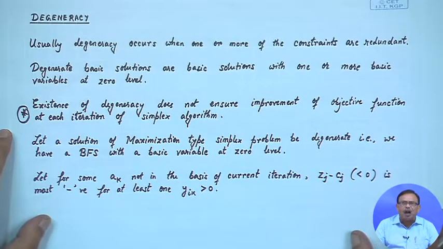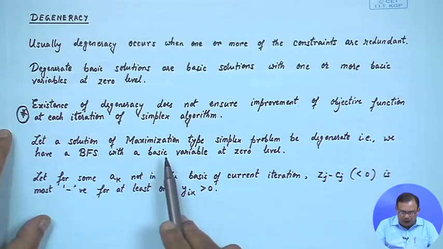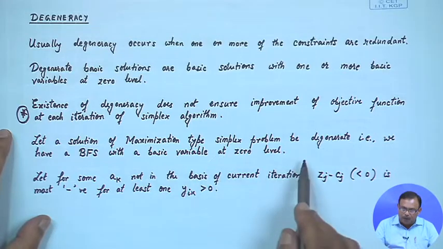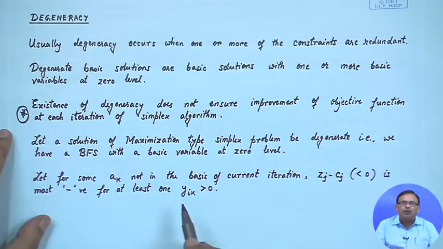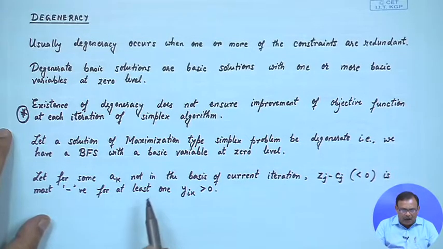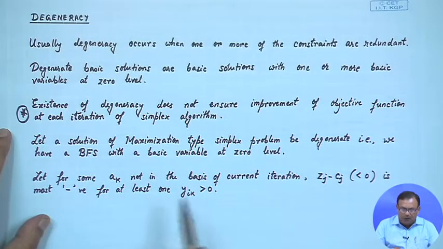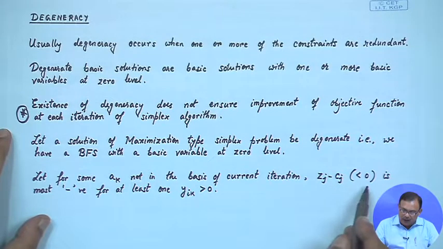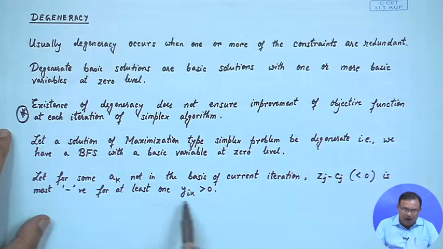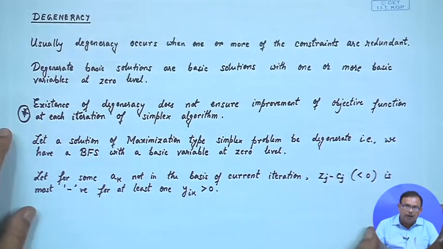That means, it may happen that you are going on doing iterations and instead of improving, you are coming back to the same solution afterwards. Suppose you have a solution of a maximization type simplex problem be degenerate. That is, we have a basic feasible solution where a basic variable is at 0 level. We are assuming that for some k not in the basis iteration, Zj minus Cj is less than 0 and is most negative for at least one Yik greater than 0.